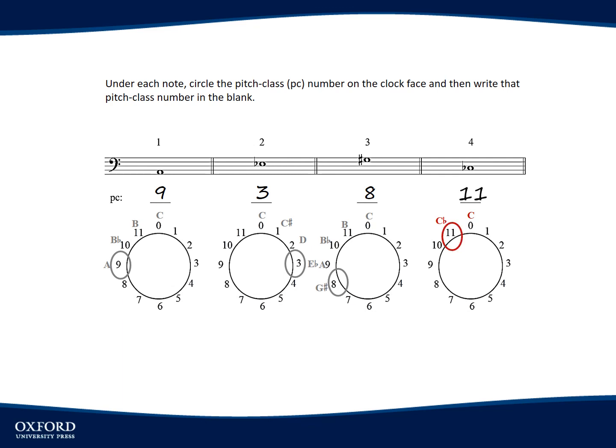You may be thinking, wait, I thought pitch class 11 was the note B. It was in the other problems we've worked. But don't forget that the spelling of a pitch isn't important when dealing with pitch class numbers. So C flat and B are the same on the clock face. And that's how we found the solutions to these 4 Your Turn problems on interval class.